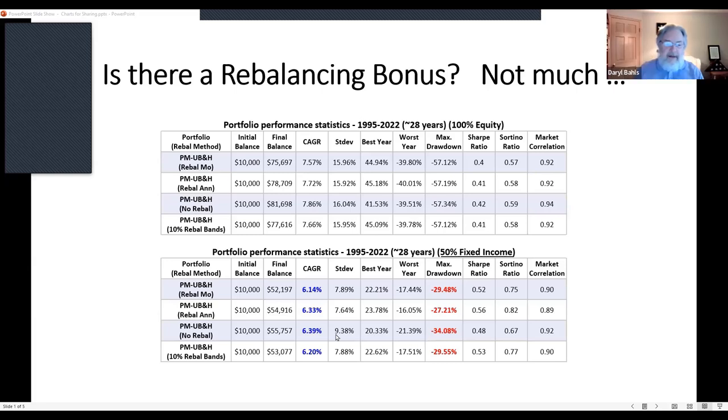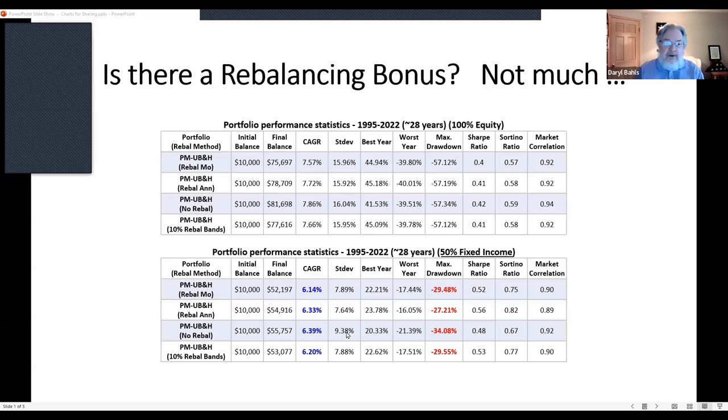Yeah, I think it's interesting to note, Chris is exactly right. If you have a more traditional portfolio, where you have bonds and equities in it, and you look at the drawdowns, as he mentioned, are a little bit different. The worst year is a little more worse. It's about 21% versus about 17% drawdown. The best year is worse. It's 20% versus about 22 or 23% for either monthly or annually or the bands.